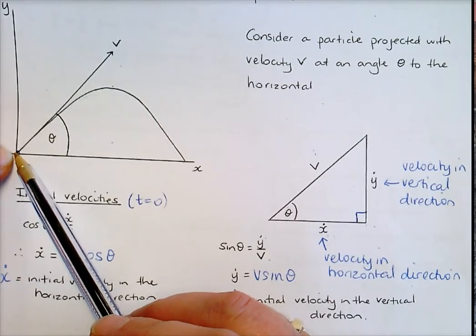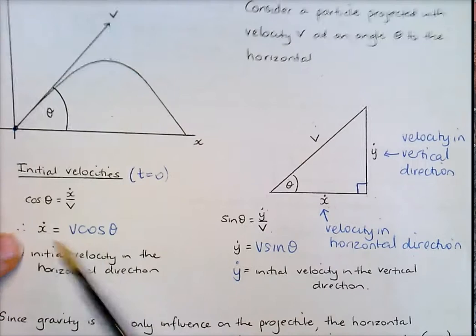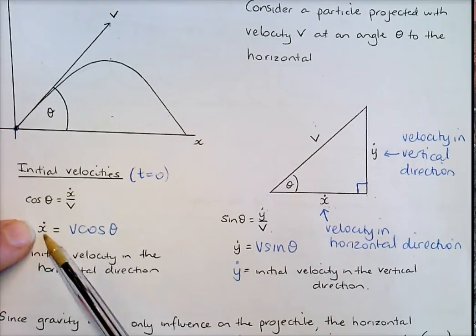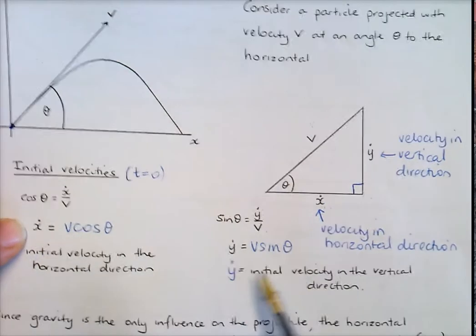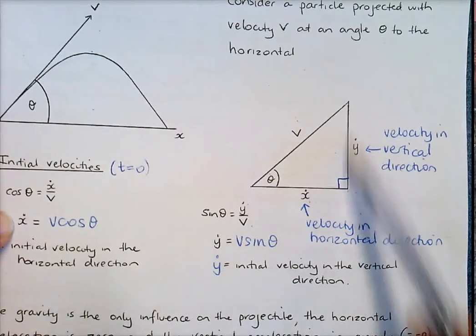So x is 0, y is 0. Initially, the horizontal component of the velocity is v cos theta. Initially, the vertical component of that velocity is v sin theta.